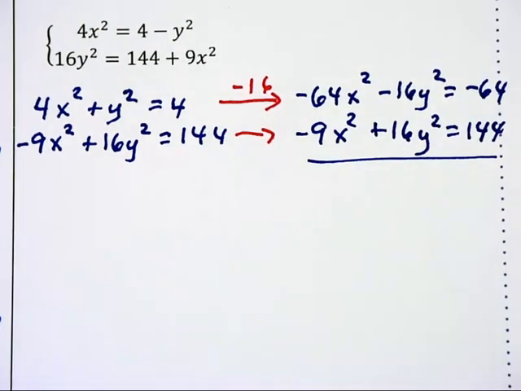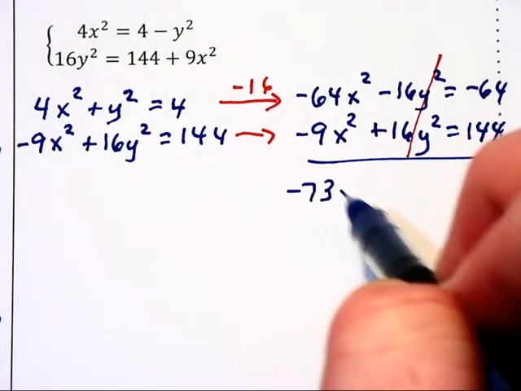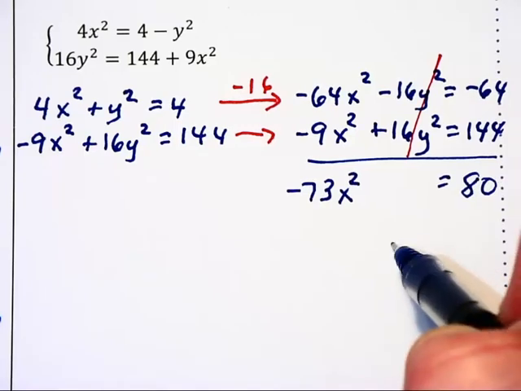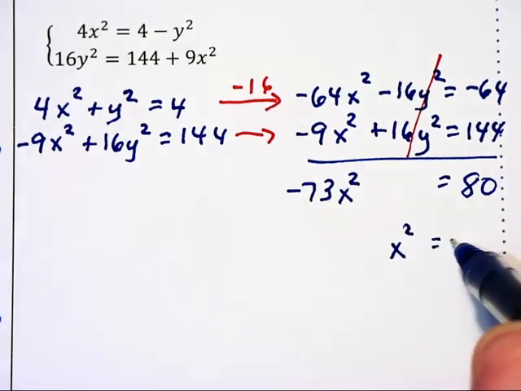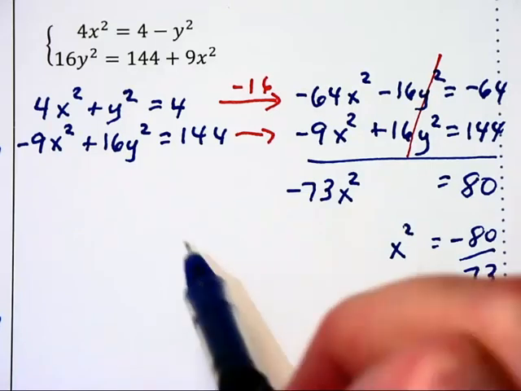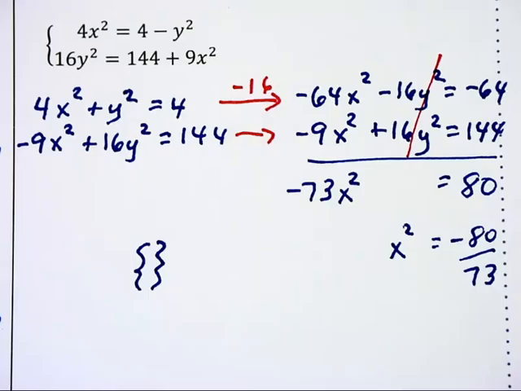Adding down, we designed this so that the y squareds would cancel each other out. We have negative 73x squared equals 80. And that gives us x squared equals negative 80/73. Well, x squared cannot equal a negative number, and therefore we know that there will be no solution in this case.